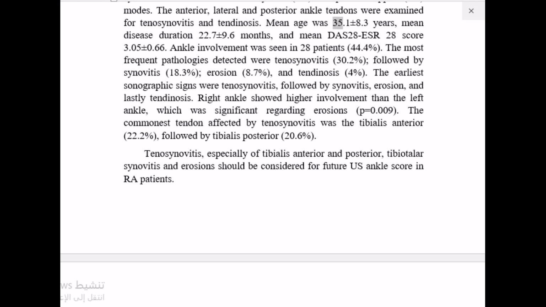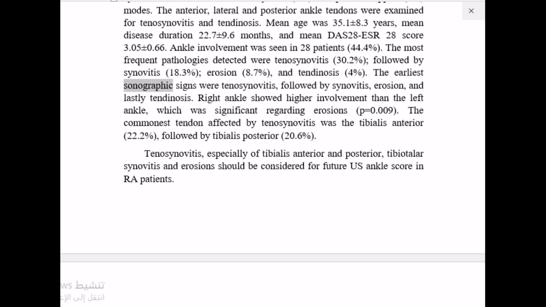Mean age was 35.1 plus or minus 8.3 years. Mean disease duration 22.7 plus or minus 9.6 months. And mean DAS28-ESR score 3.05 plus or minus 0.66. Ankle involvement was seen in 28 patients, 44.4%. The most frequent pathologies detected were tenosynovitis, 30.2%, followed by synovitis, 18.3%, erosion, 8.7%, and tendinosis, 4%.